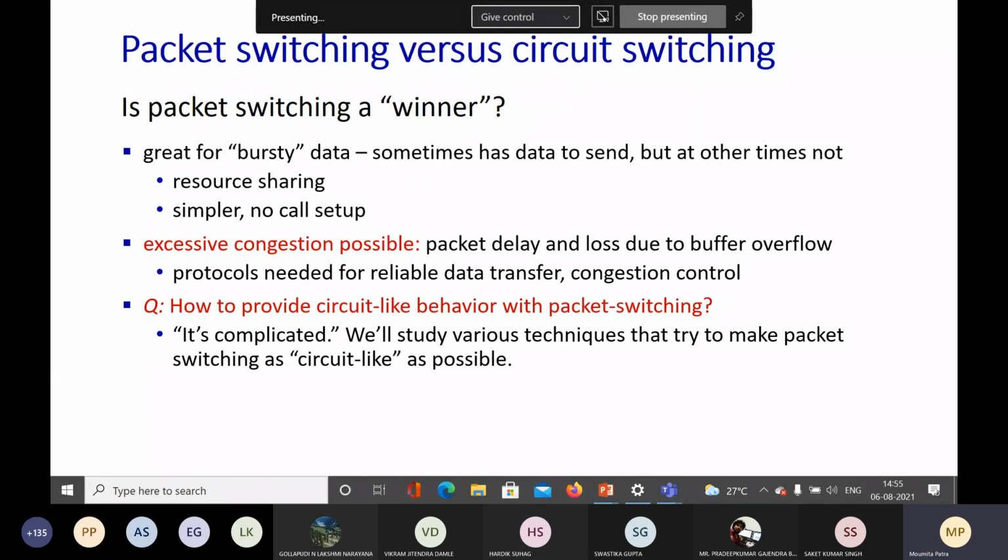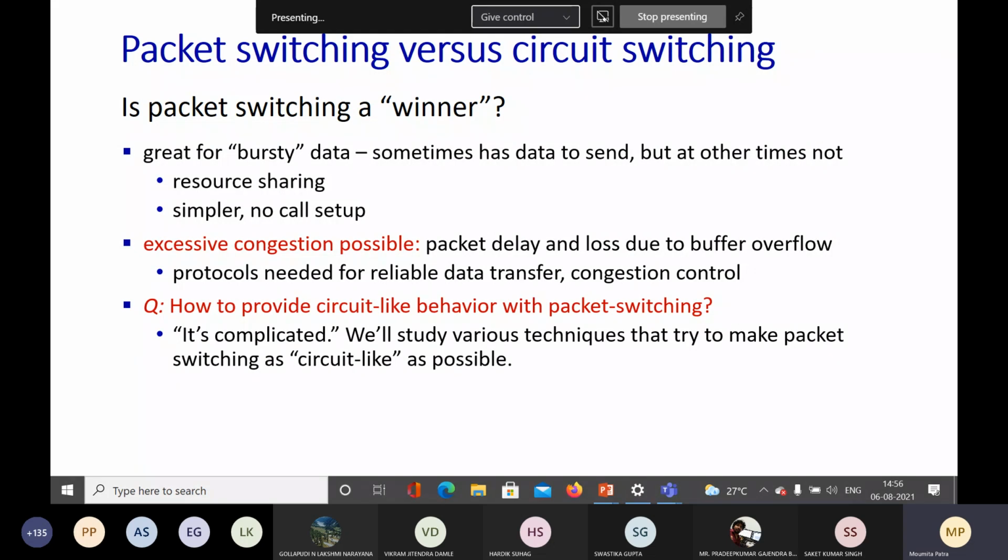All right, this is a question that has been put: how do we provide circuit-like behavior with packet switching? Because we feel that even in a bursty environment, if we could have a circuit-switch kind of environment, then we could guarantee delivery of data more. Giving circuit-like behavior to packet switching is very difficult. But we can try to have certain protocols which will help give better performance, to enhance the performance beyond what packet switching is giving us.